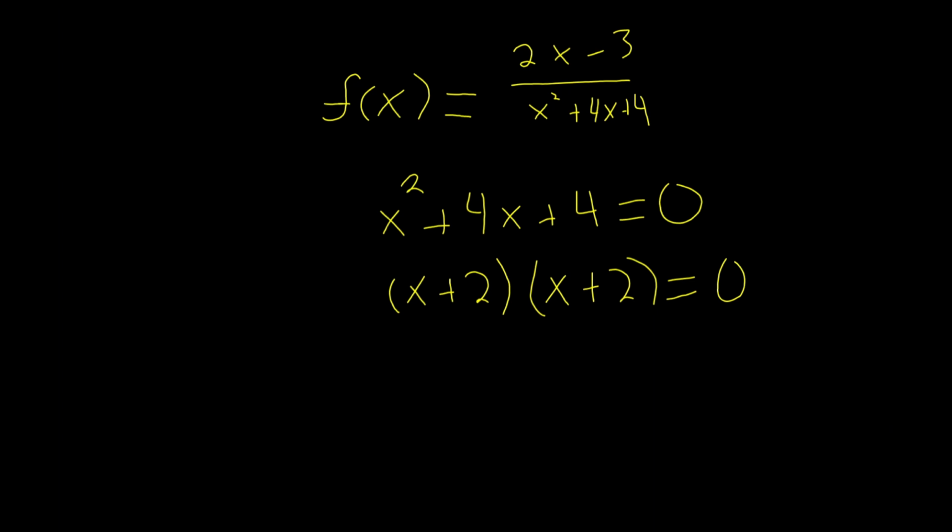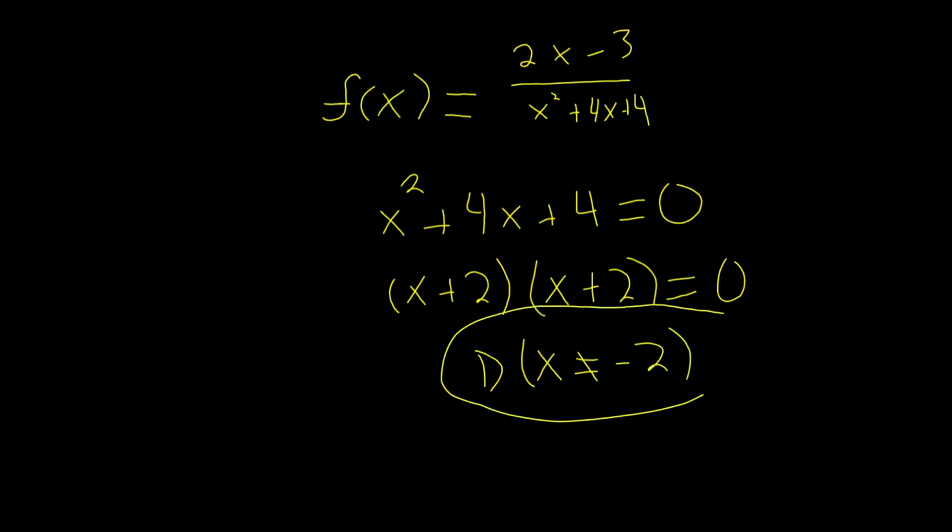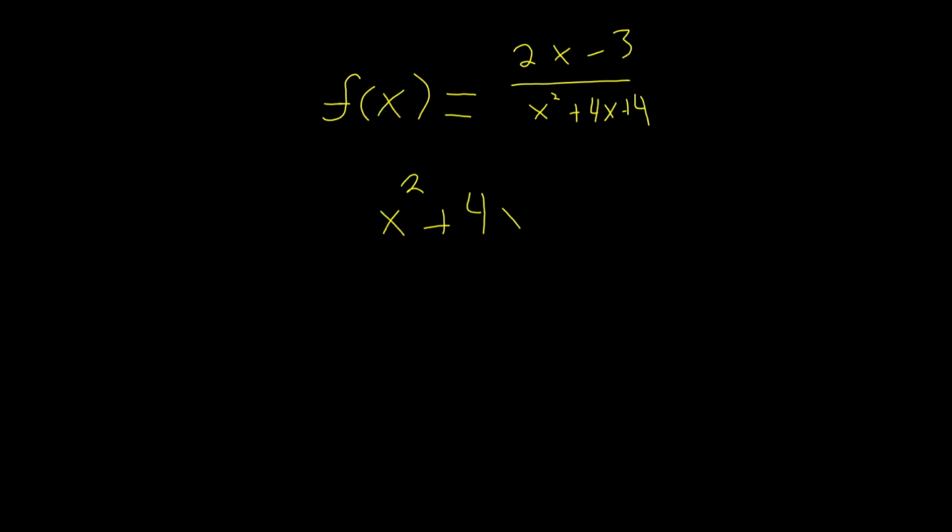And now this is fairly easy. If we set x equal to negative 2, then this function equals 0. So the domain of this function is all numbers besides x equals negative 2. So x cannot equal negative 2. And that is the domain of this function. And the same goes for all functions with denominators as quadratics or polynomials. You just have to set them equal to 0 and solve for x.